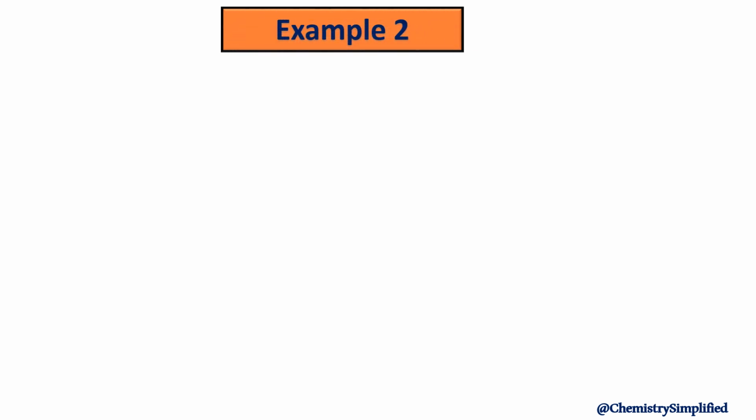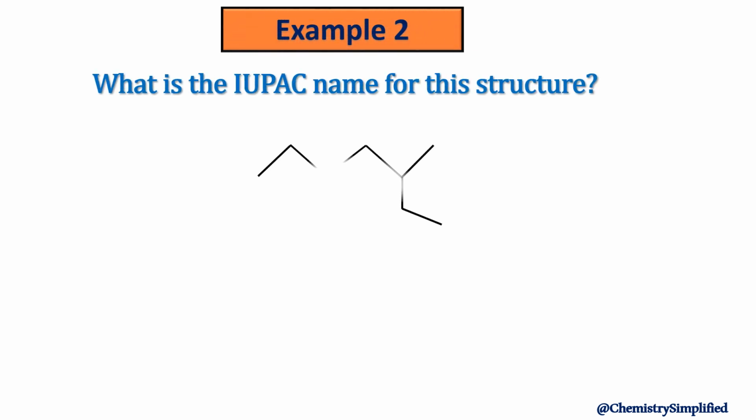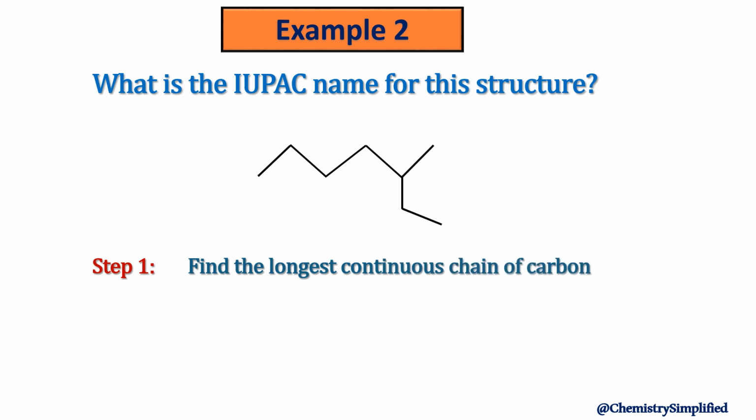Example number 2. Let's try to name this one here. Step 1. Find the longest continuous chain of carbon. We'll go through as many carbons as possible. Now, this one is a little tricky. If you look on the bottom, we have 2 more carbons left. So it's best if we do this instead. We go down and cover both carbons. That will be the longest continuous chain.